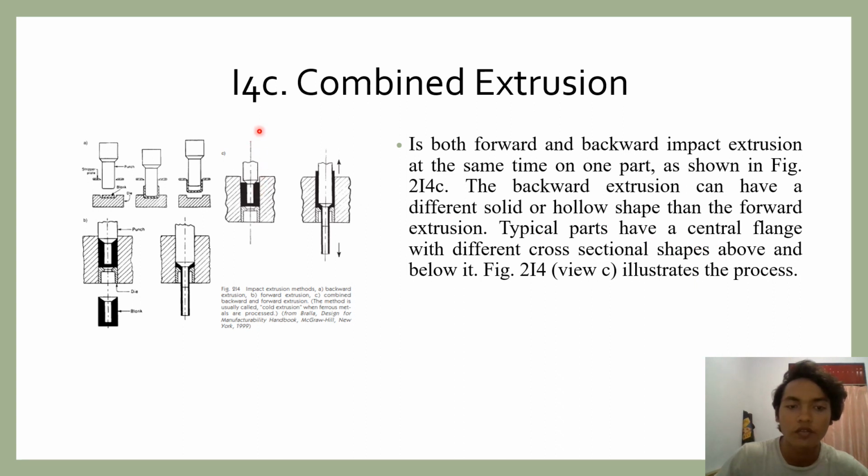And the last one, I4C. Combined extrusion is both forward and backward extrusion made at the same time on a part, in a sequence of forward and backward extrusion, having a different solid or shape than forward extrusion.